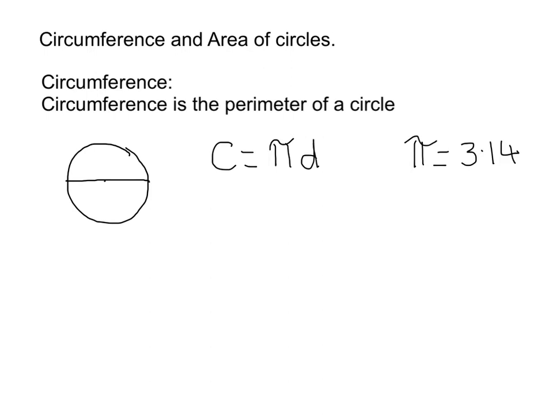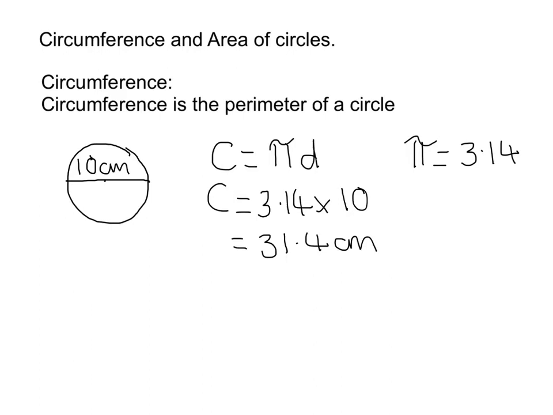If we look at an example, if I tell you then the diameter of this circle is 10 centimetres, then I can calculate the circumference by doing circumference is equal to pi, 3.14, times diameter, which is 10. Now that of course means that the circumference is 31.4 centimetres.